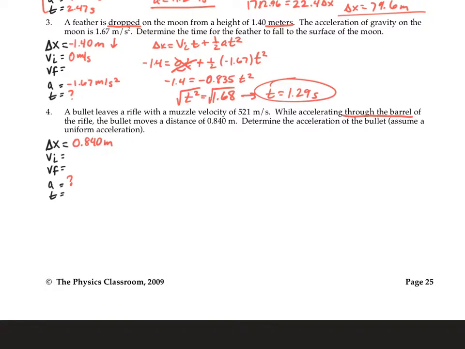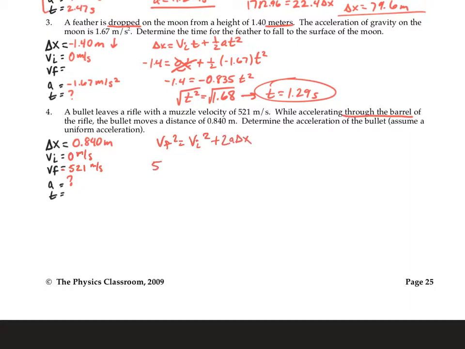So when the trigger is pulled, what's the velocity of the bullet? It has to start at 0. When it leaves the rifle, that's what muzzle velocity is. When it leaves that barrel, the final velocity would be 521 meters per second. So I don't have anything written beside time. I'm restricted to the third equation.